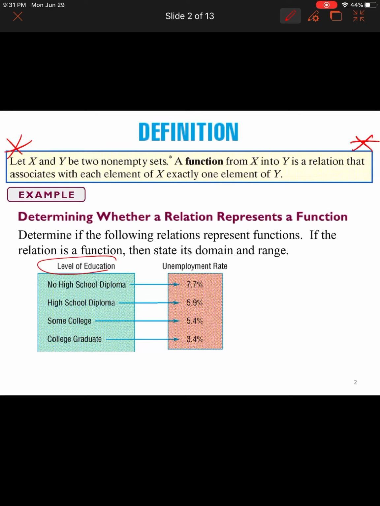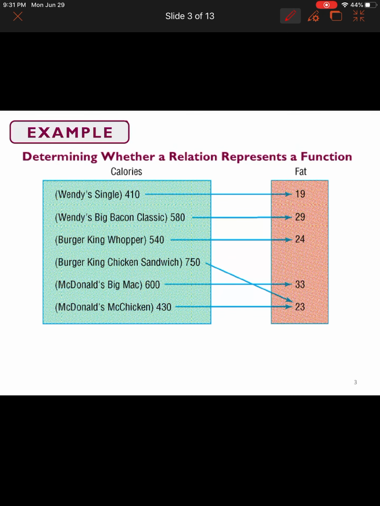You look at the input. The input happens on the left-hand side. The output happens on the right-hand side. So the input is the level of education. Output is unemployment rate. So if you input that you ain't going to graduate high school, your unemployment rate is going to be higher than everyone else. You see none of those inputs repeat. So this is a function. Let's move on to the next.